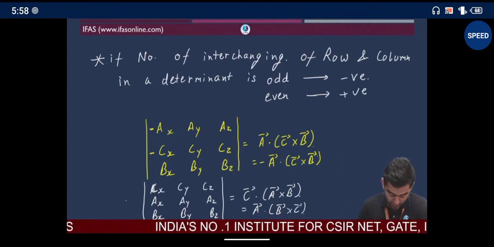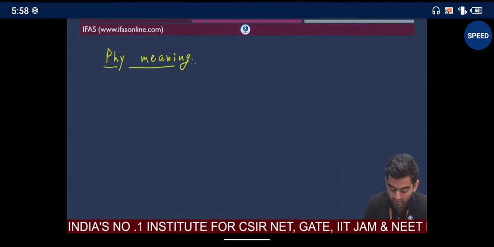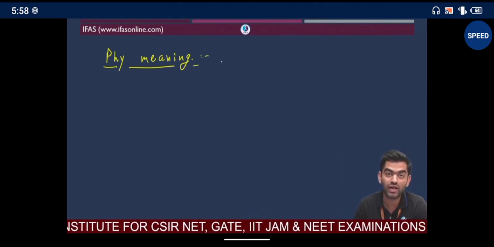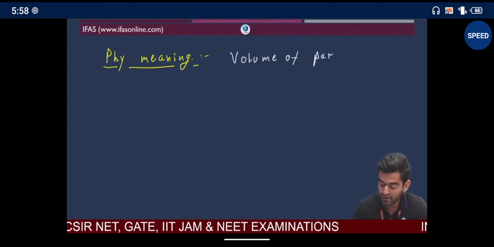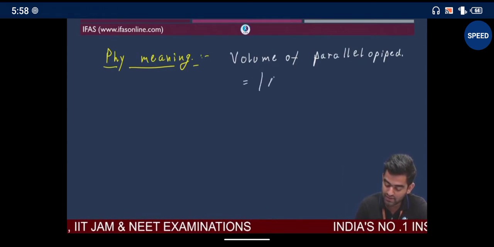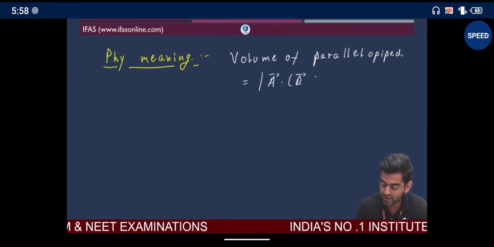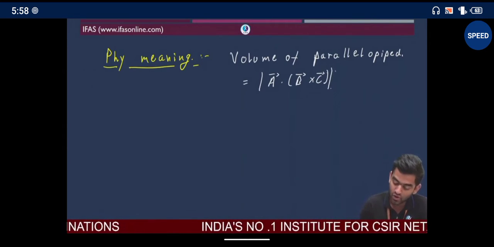Now let me talk about another thing as well. What is the physical meaning behind this scalar triple product? In the previous case, when we used the cross product, we used to calculate the area of the parallelogram. This is used to calculate the volume of the parallelepiped, and can be represented in this way. I'm taking the mod here because I'm representing it by a scalar. Because volume is a scalar quantity, I'm writing this mod. Or you can say the volume of the box.